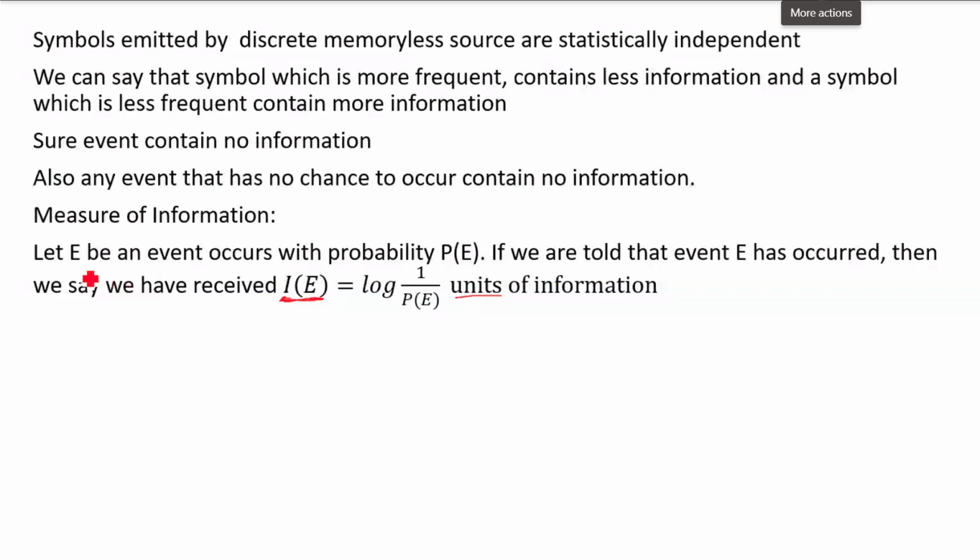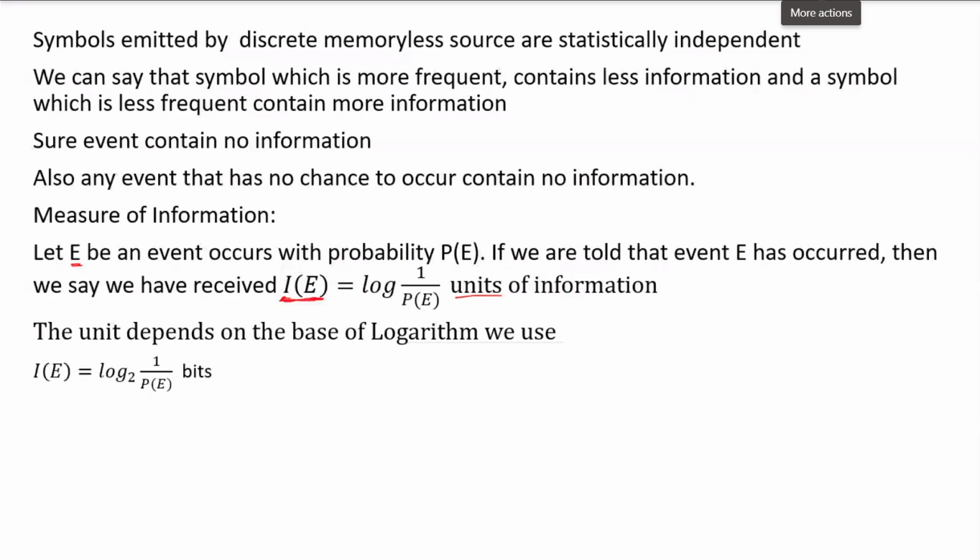So the information content present in event E, or the information content I get about E when it occurs, is log 1 upon P of E units of information. Now I can measure this, depending on the log. I can put a unit depending on the type of log, the base of the log I am using, right?